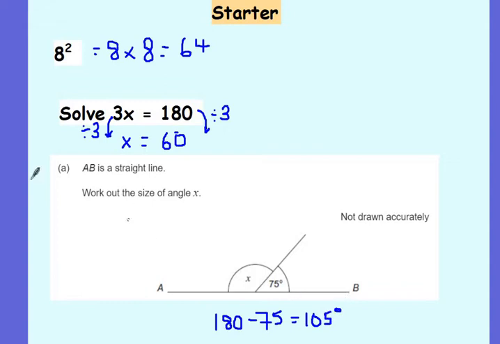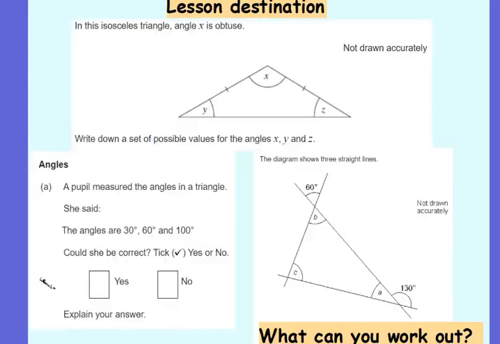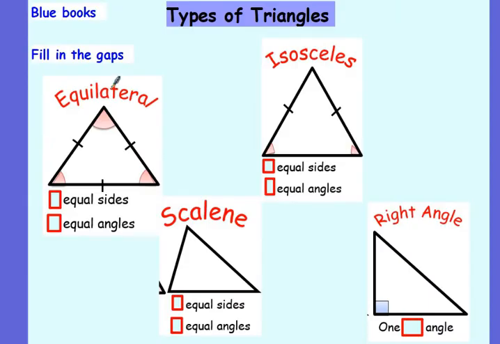Okay, let's head into today's lesson, Year 7. These are the kind of questions we're going to be headed for. This is our lesson destination. In your dark blue books, can you give me the title types of triangles? Can you then draw these 4 types of triangles out for me and see if you can fill in the gaps? Pause the video for 5 minutes, see how many of these gaps you can fill now in your dark blue books.